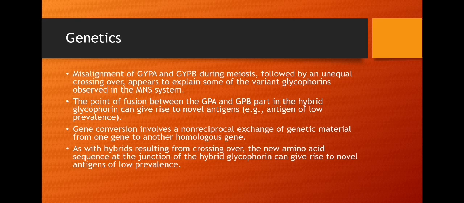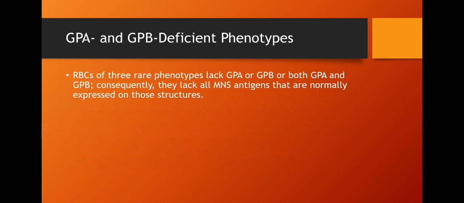So the point of fusion between the GPA and GPB parts in the hybrid glycophorin can give rise to novel antigens. Gene conversion involves a non-reciprocal exchange of genetic material from one gene to another homologous gene. As with hybrids resulting from crossing over, the amino acid sequence at the junction of the hybrid glycophorins can give rise to novel antigens of low prevalence.